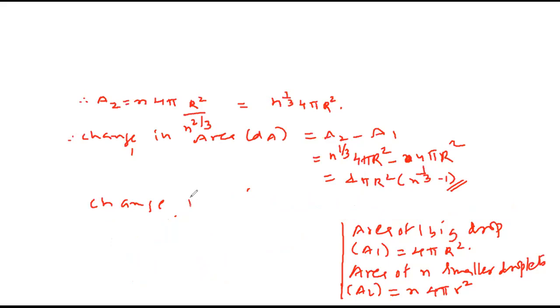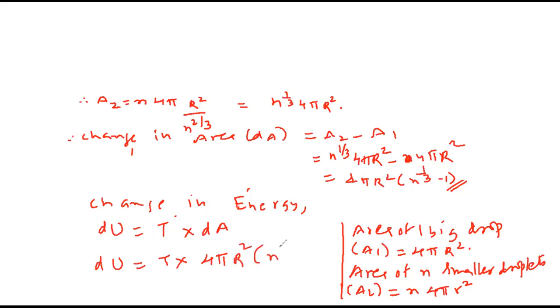Therefore, change in energy, dU, equals T into dA. So T into 4 pi capital R square, n raised to minus 1 by 3, minus 1.